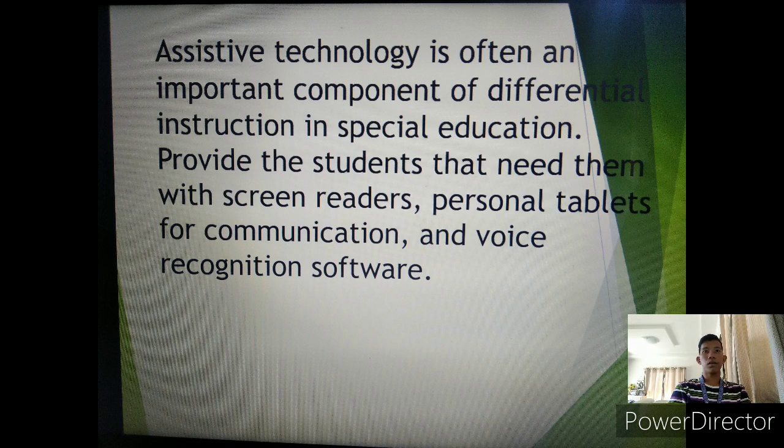Assistive technology is often an important component of differentiated instruction in special education. Provide the students that need them with screen readers, personal tablets for communication, and voice recognition software.